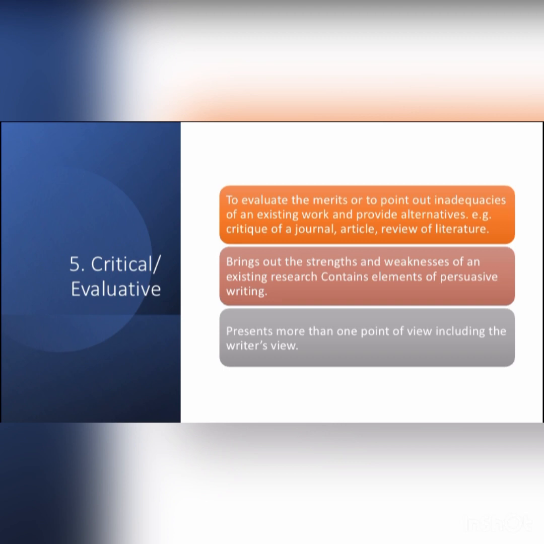It presents more than one point of view, including the writer's view. So it gives more than one view. It gives the writer's view, it gives the supporting view, it gives the opposing view. So it gives a number of views from which the reader can choose one among these views.